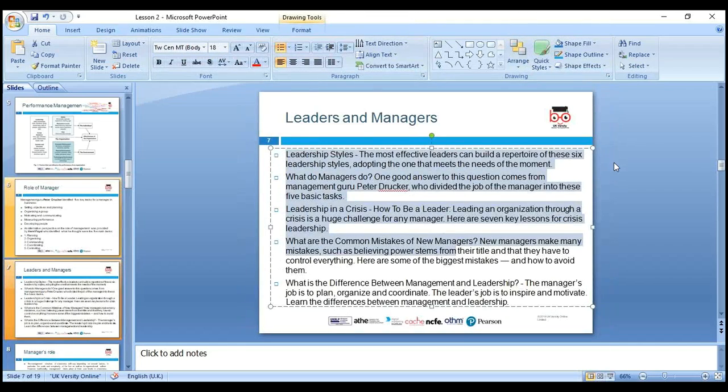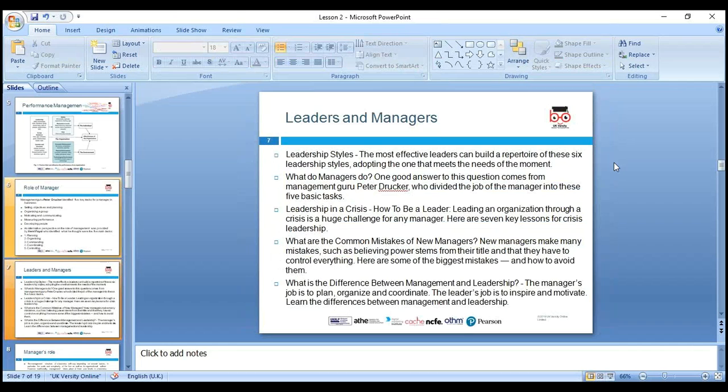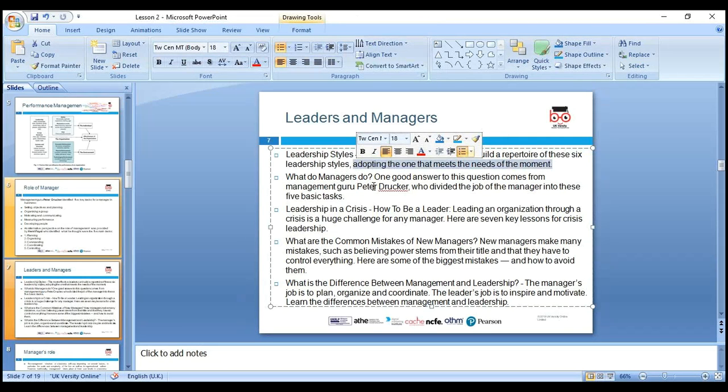So, leadership style. There are different leadership styles. The most effective leader can build and create their style, adopting the one that meets the needs of the moment. What do managers do? One good answer to the question comes from the management guru who divided the jobs of managers into these 5 basic tasks.